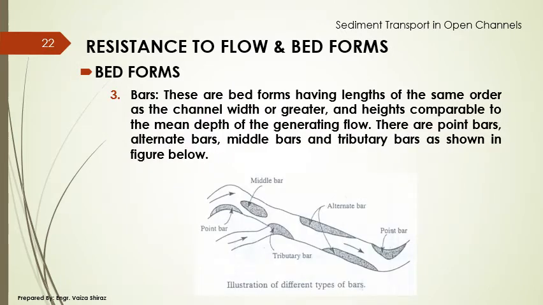Then you have the bars. These are the bed forms having a length of the same order as the channel width or greater, and height comparable to the mean depth of the generating flow. There are point bars, alternate bars, middle bars and tributary bars, as shown in the following figure. You can see these are the middle bars, these are the point bars, tributary bars, alternate bars.